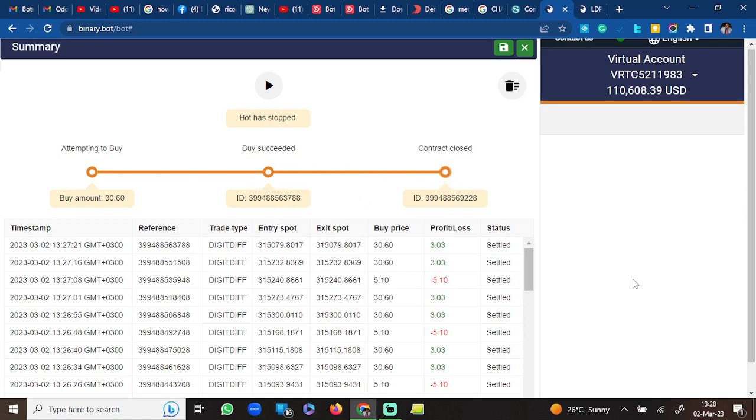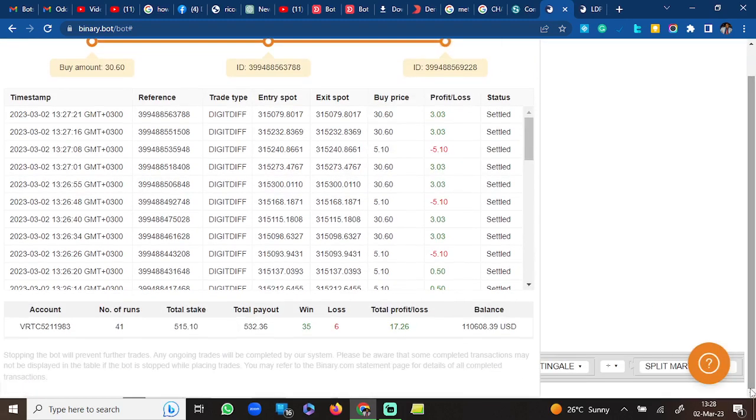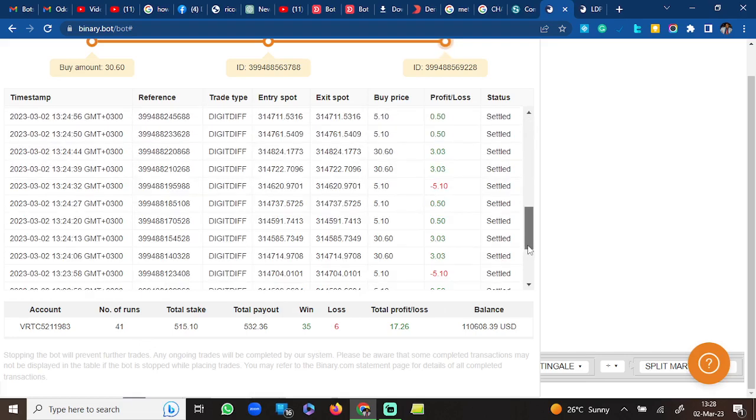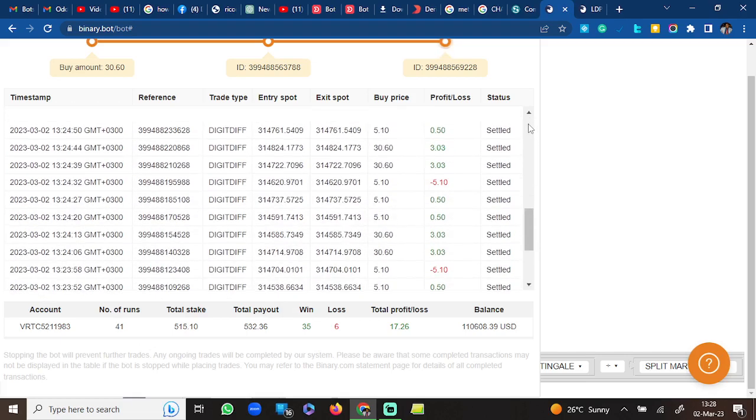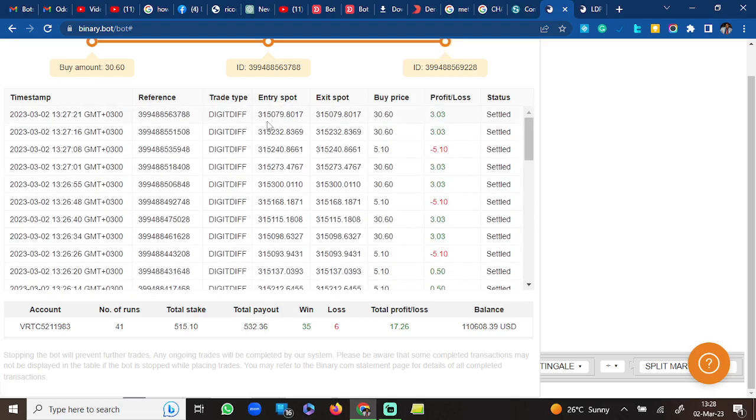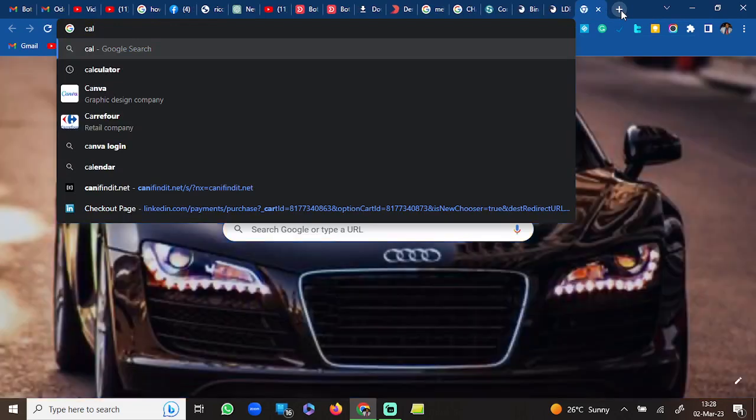So let's see our new strategy, how much we've made. With our new strategy, we've made $17. I like checking time. We started at 13:23 and we stopped at 13:27. Within 4 minutes, we have $17, and we've lost 6 out of 41. Let's see the percentage loss of that strategy using the calculator.